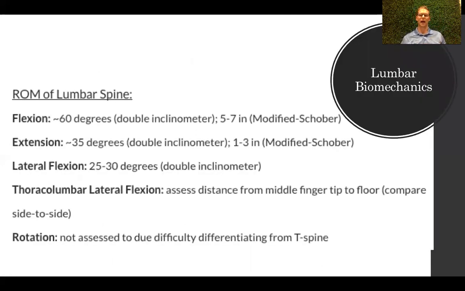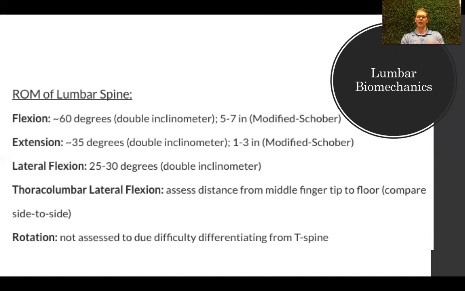When we talk about biomechanics of the spine, there is about 60 degrees of flexion, 35 degrees of extension, 25 to 30 degrees each way of lateral flexion. And then with rotation, it's very difficult to assess. What we know is that there's not much lumbar rotation, and the majority of it should come through the thoracic spine. I will say that I look at some different criteria when measuring flexion and extension.